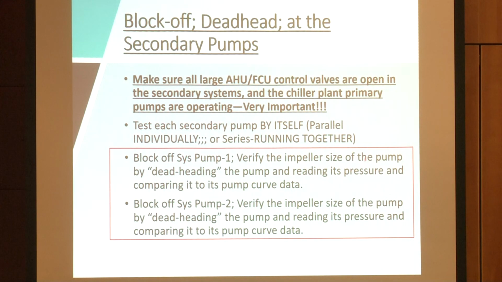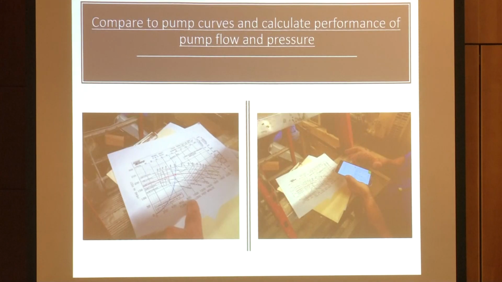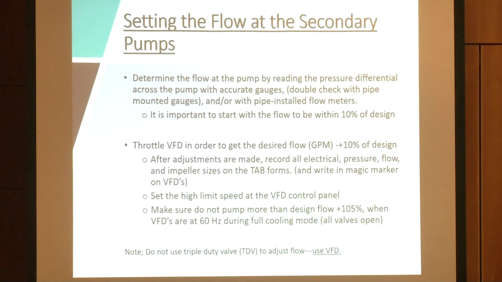So it's the same setup that we did on the primary. We block it off, verify that the impeller is correct, making sure, of course, that all of those valves are open and working, and then we can set the secondary pump for the flows that we want on the secondary side. Again, we compare it to the pump curves that we have in the submittal to make sure that we're on the right track, and then we set that flow at the secondary side depending upon what the flow is that we need out in the space.